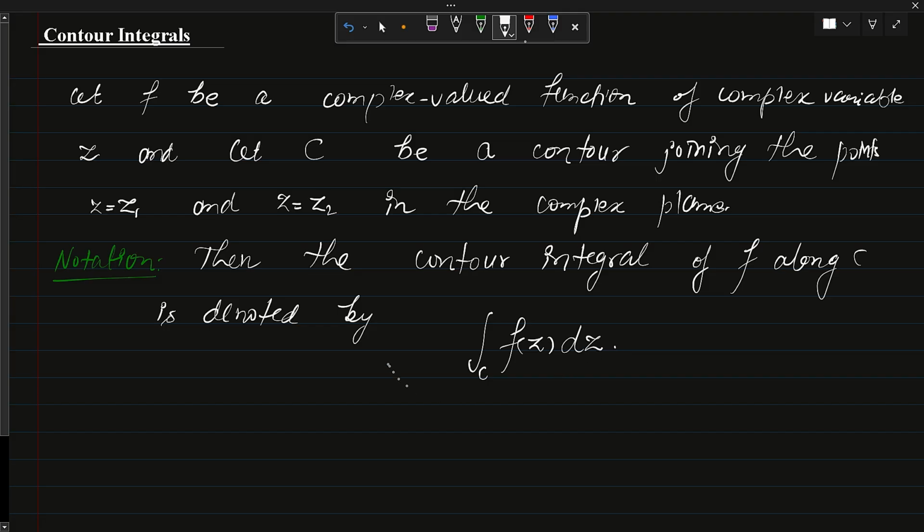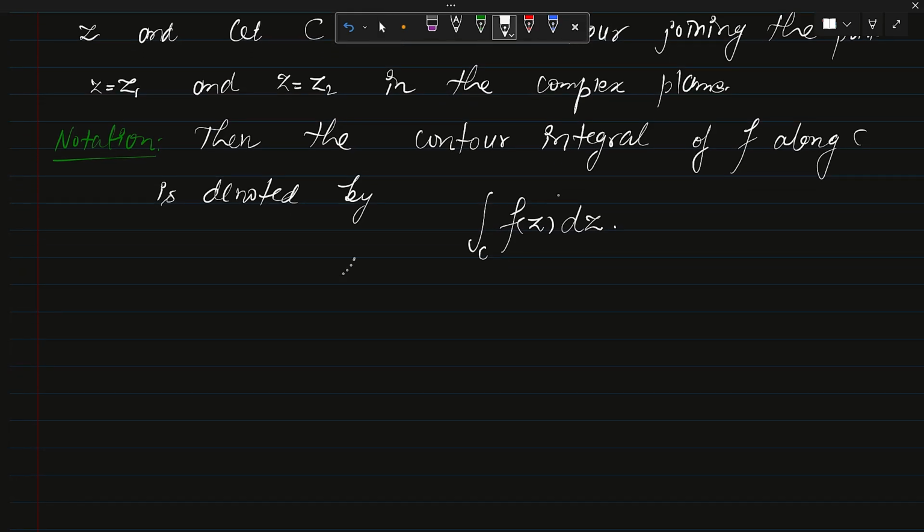Now if this integral is independent of the choice of the path along which we are joining z1 and z2, whatever path we choose to join z1 and z2, if this integral is independent of that path, then this integral can also be represented in the following form.